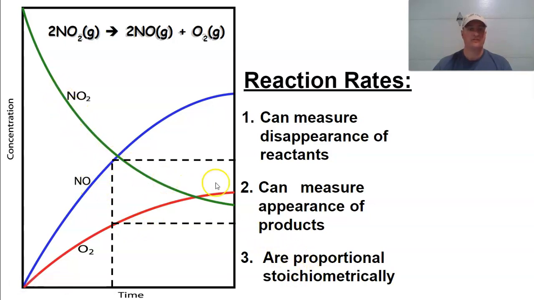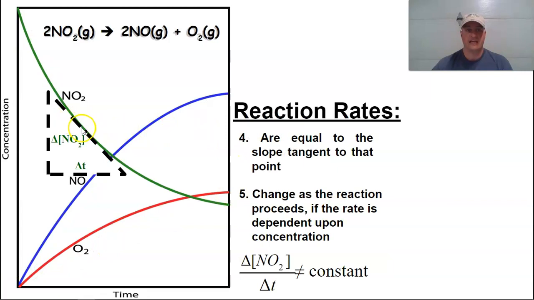They're proportional stoichiometrically, so for every 2 moles of this that's used, I'm going to produce 2 of this and 1 of that, which is why you can see that I'm producing twice the amount of moles, or the concentration of nitrogen monoxide, compared to oxygen. So the idea is that tangents of this will give us a slope, a relative change in concentration over time. So they're equal to the slope of the tangent at that point.